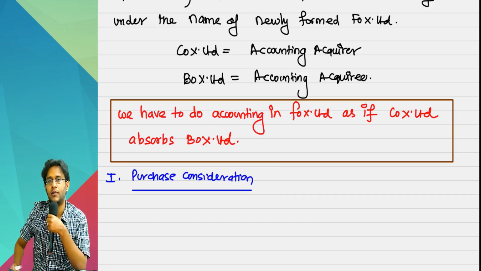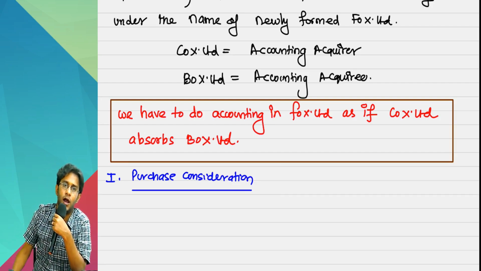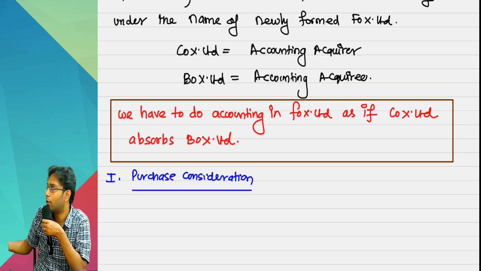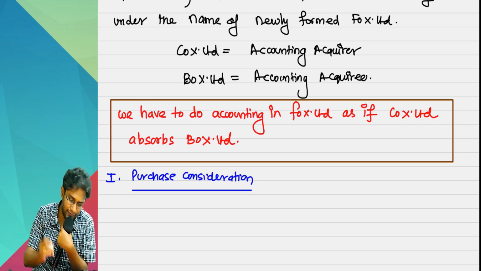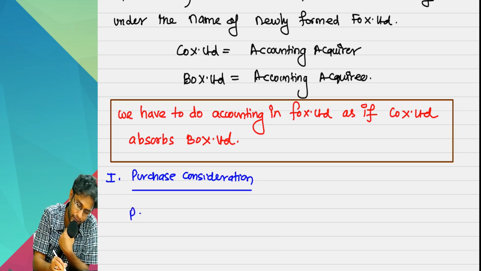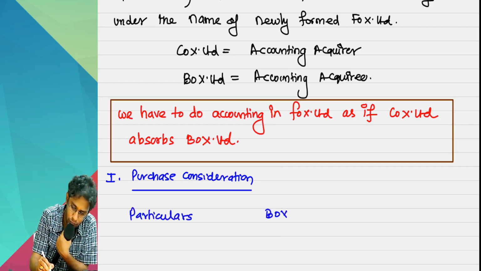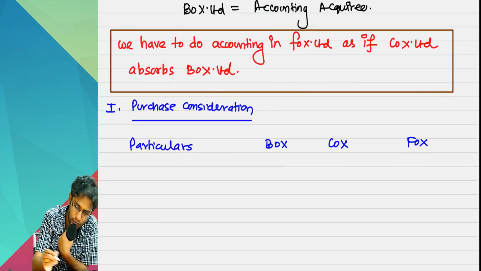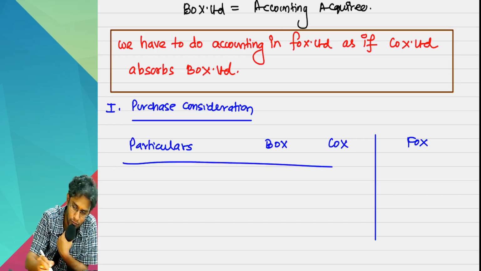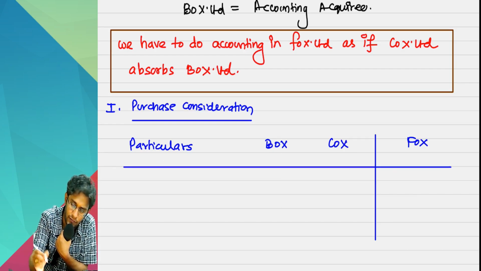Earlier sum, looking at the legal arrangement, I could work out the PC. Here, how will you work out? Indirectly they have given particulars. Box, Cox, Fox. They gave you the value of the business.